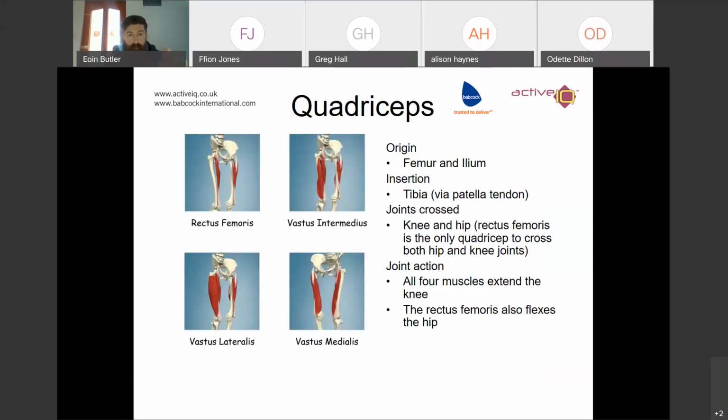Quadriceps, there are 4 of them. So rectus femoris crosses the hip and the knee. Vastus intermedius, vastus lateralis, and vastus medialis cross only the knee joint. So main function is knee extension, but the rectus femoris will also help with hip flexion.